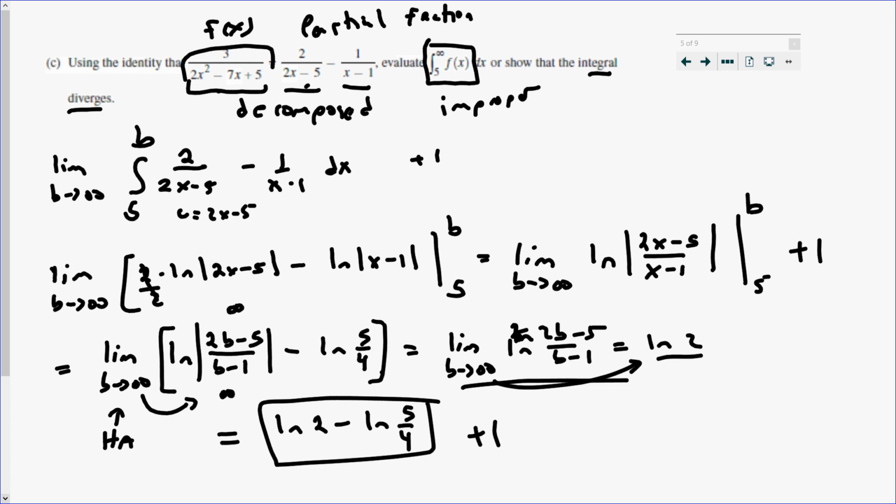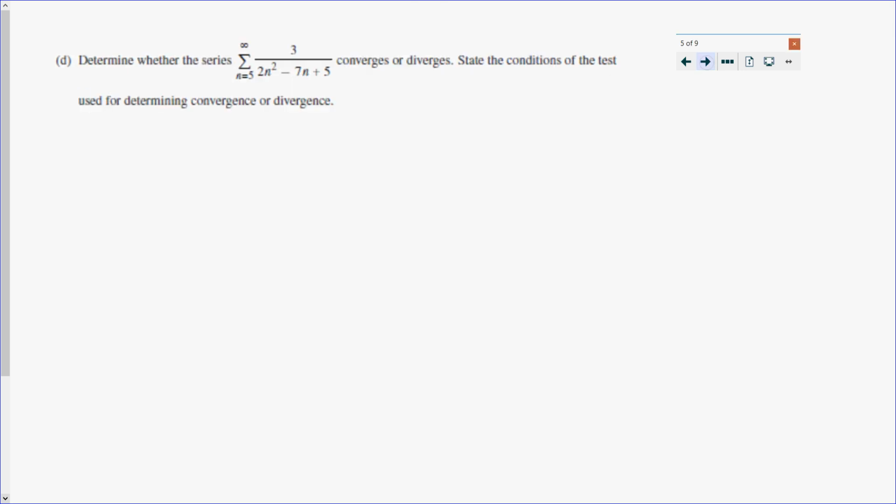Now, so notice, does this converge or diverge? Yeah, this converges right here. Which brings us to question D. Let's take a look at question D right now. For question D, it says determine whether the series converges or diverges. State the conditions of the test used for determining.